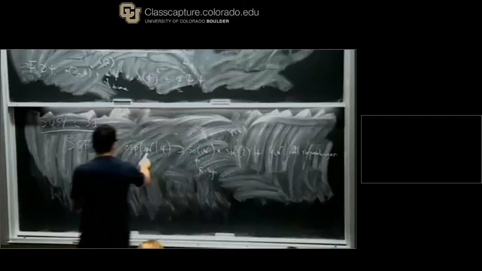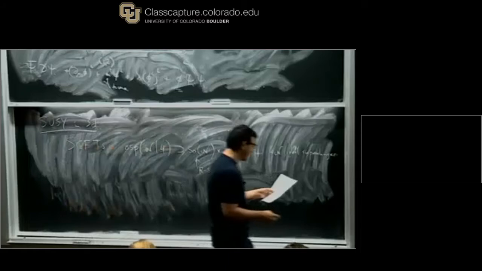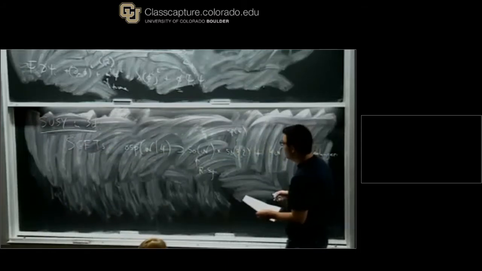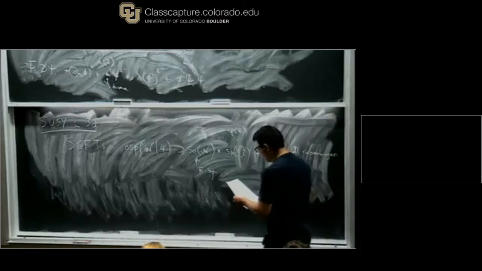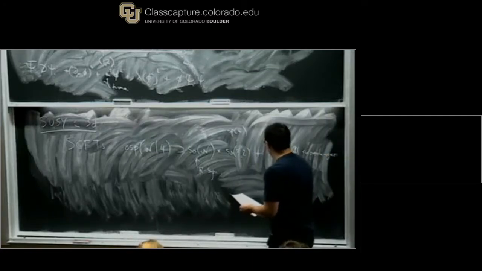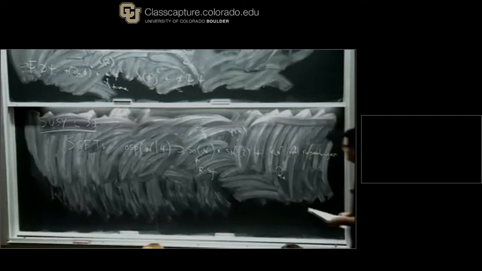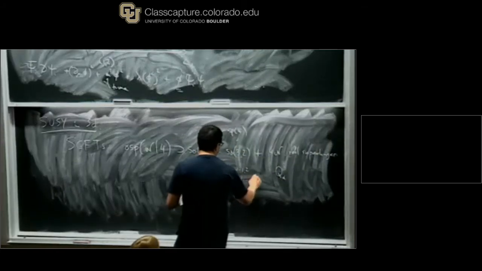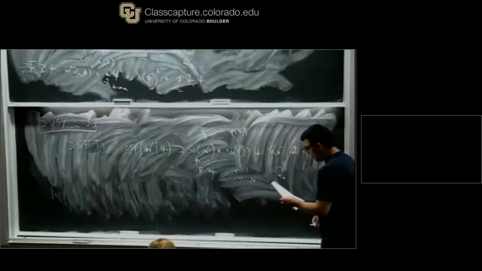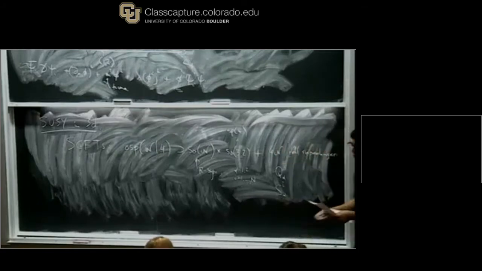It's 4n because we're just multiplying this n by this 4, and we get 4n. So the supercharges transform in the vector representation of SO(N). Half of them are like this, Q alpha i, where alpha goes from 1 to 2 and i goes from 1 to n. And half of them are like this, S i alpha. And they're all Majorana spinors.